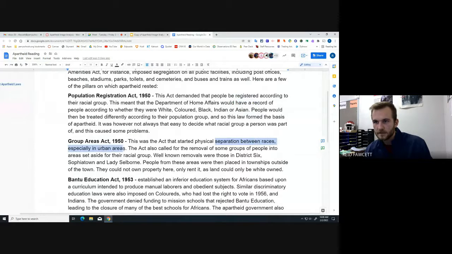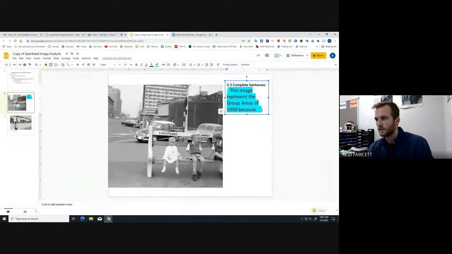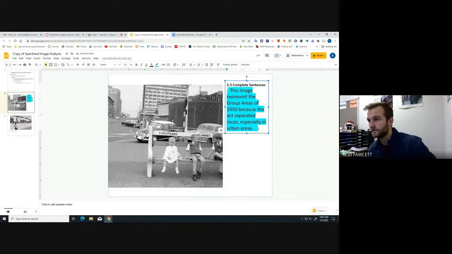Separation between races, especially in urban areas. So I'm going to put because the act separated races, especially in urban areas, like dealing with the background of the image. Now, that's your first sentence.